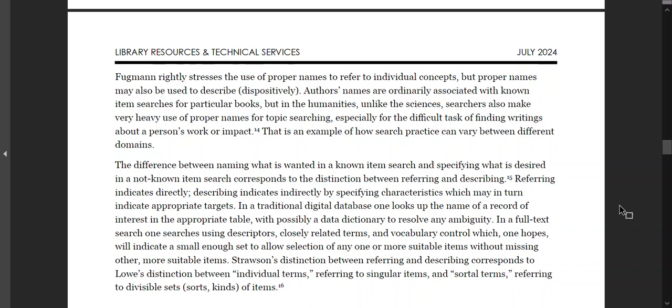In a traditional digital database, one looks up the name of a record of interest in the appropriate table with possibly a data dictionary to resolve any ambiguity. In a full text search, one searches using descriptors, closely related terms of vocabulary control, which one hopes will indicate a small enough set to allow selection of any one or more suitable items without missing other, more suitable items. Strawson's distinction between referring and describing corresponds to Lowe's distinction between individual terms, referring to singular items, and sortal terms, referring to divisible sets, sorts, kinds of items.